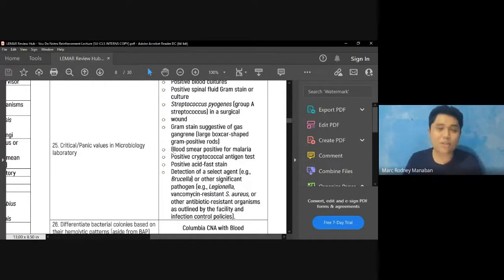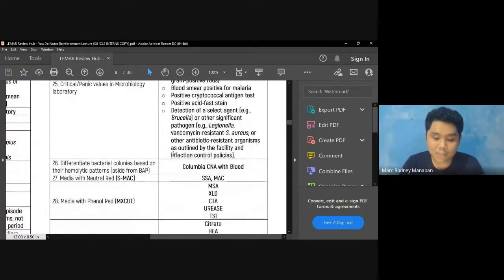So we have questions in the quiz, right? Which of the following scenarios would need to be reported immediately to the physician once seen in the laboratory? So I will go through it and explain the panic value. Look at the scenarios again and you can analyze it. You don't have to memorize it. Alright? Okay, so that's for the critical values in the microbiology laboratory.